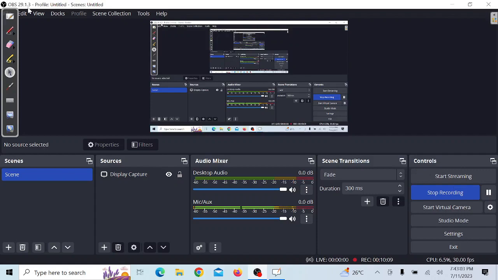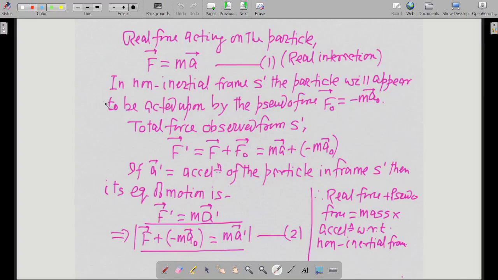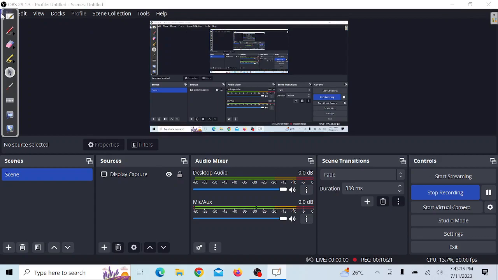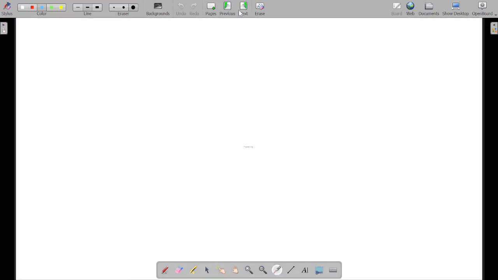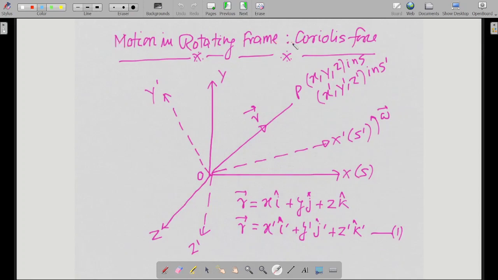Let's begin once again. We have already seen that real force plus pseudo force equals mass times acceleration with respect to a non-inertial frame. Now let us see motion in a rotating frame, that is your Coriolis force.